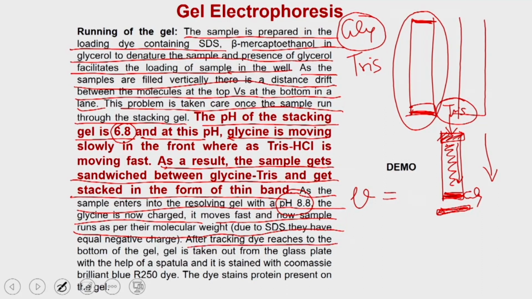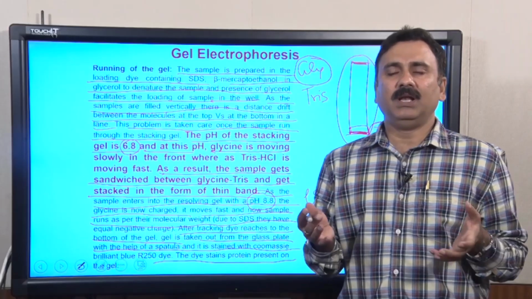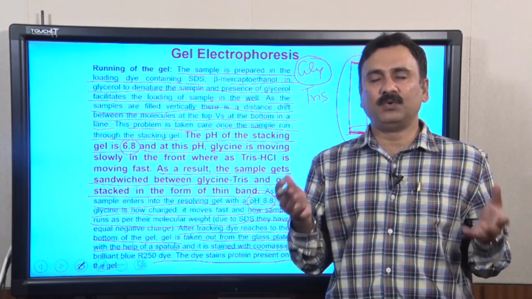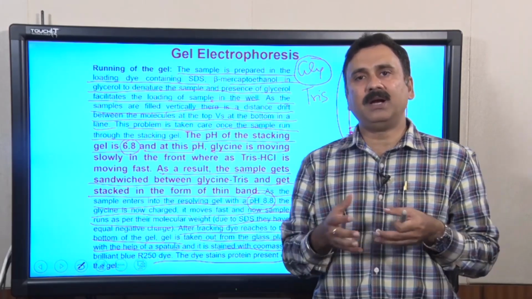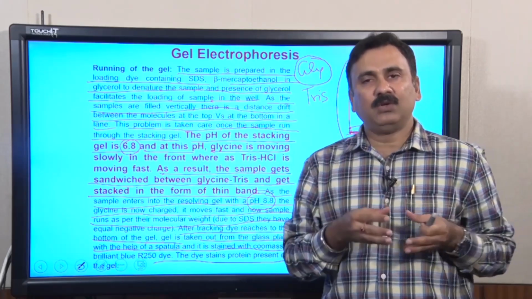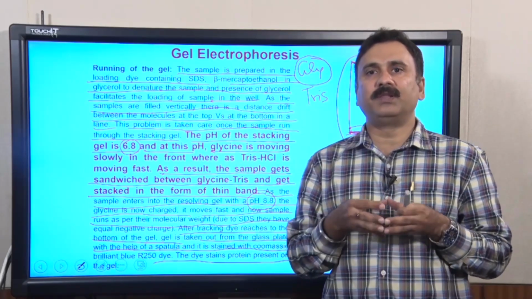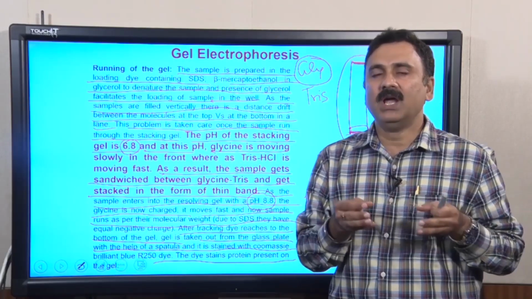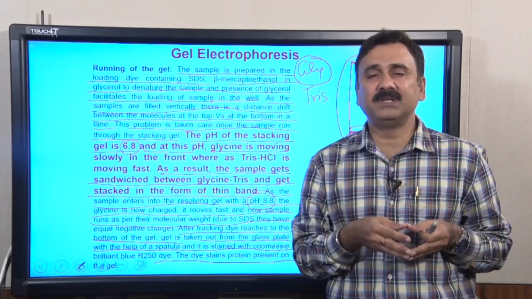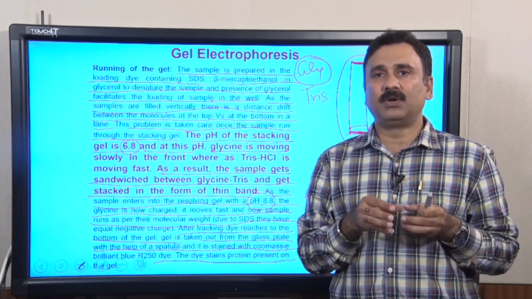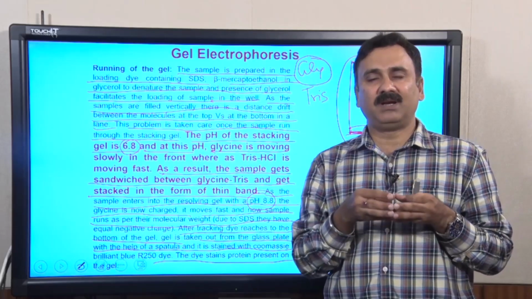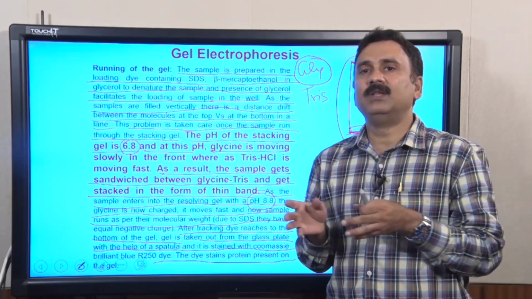After the tracking dye reaches the bottom, the gel is taken out from the glass plate with the help of a spatula and stained with Coomassie brilliant blue, which stains the protein present on the gel. This is all about the theoretical description of how to assemble the gels and how to run them, but I would like to take you to my lab and show you a small demo so that you will be able to see how to cast the gels, how to prepare the samples, how to resolve them onto the polyacrylamide gels, and how to analyze these protein samples.